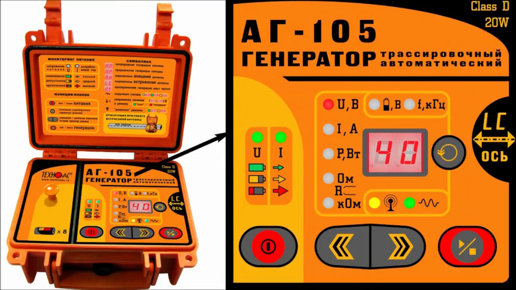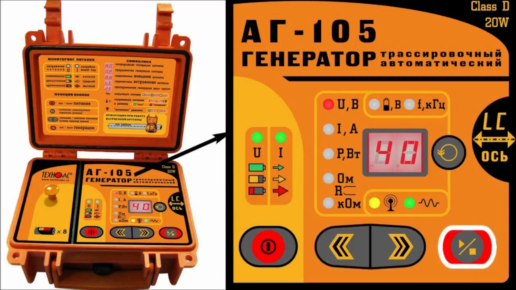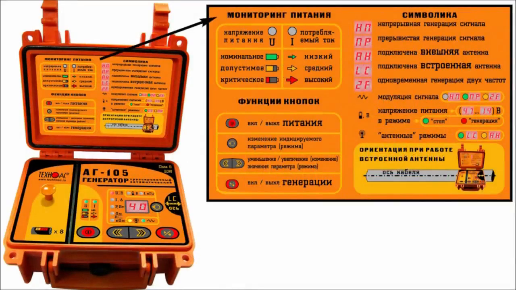Let us take a closer look at transmitter control. The power button turns the device on and off. The select button switches the indicated value or mode on the numeric screen. Left-right buttons adjust the numeric value of the selected parameter. The start-stop button enables and stops the transmission of the signal. For more detailed information, please see the legend on the transmitter's cover.